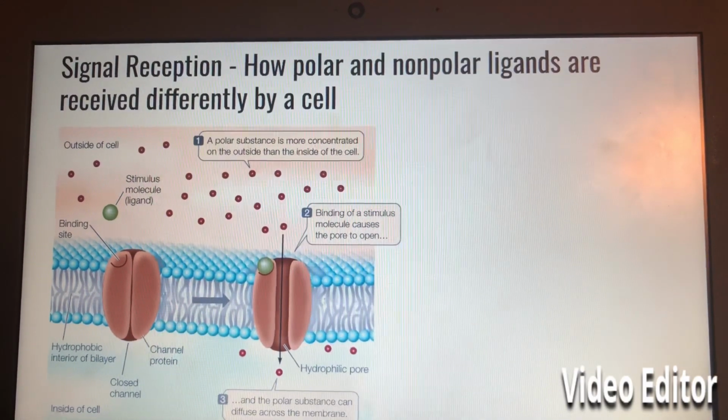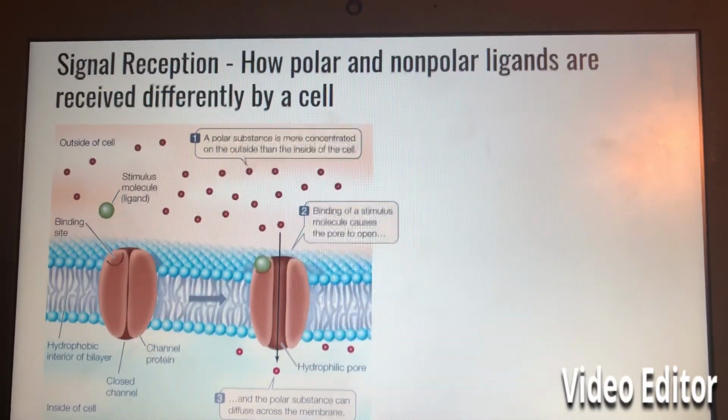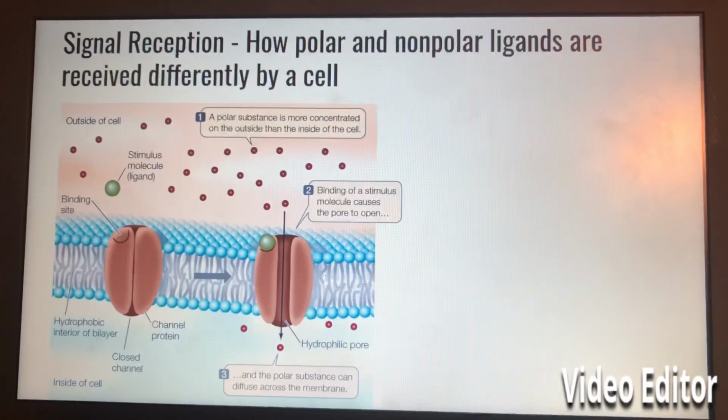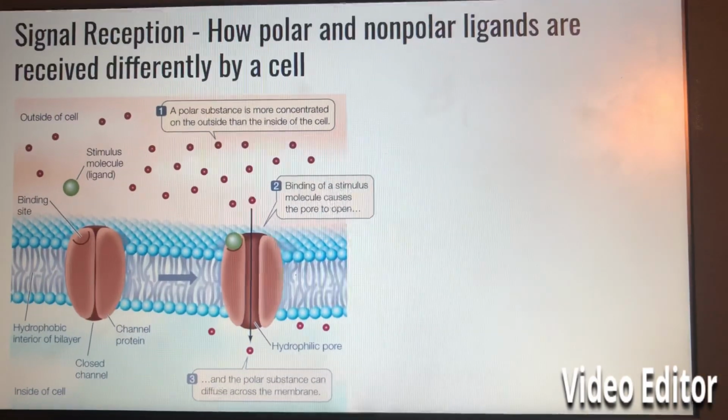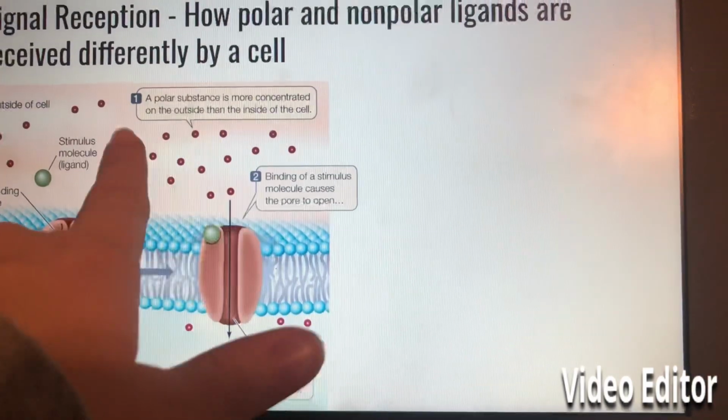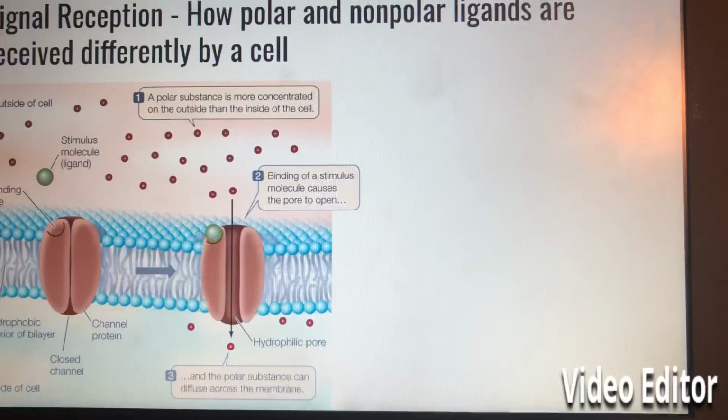These receptors typically have 3 different kinds of domains, and the size and structure of these domains can vary depending on the type of receptor. You can see how the polar ligand is concentrated on the outside of the cell up here, and how it doesn't pass through the membrane.